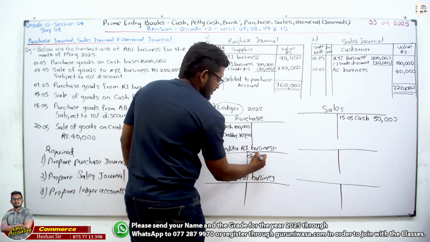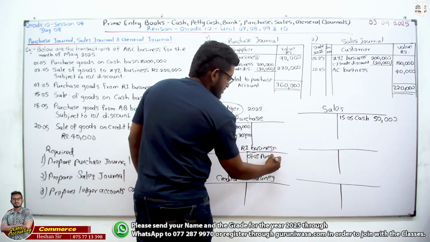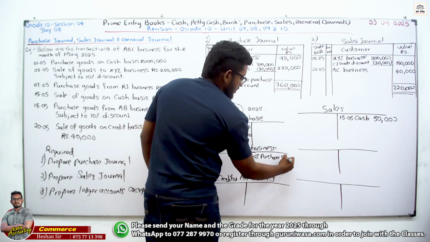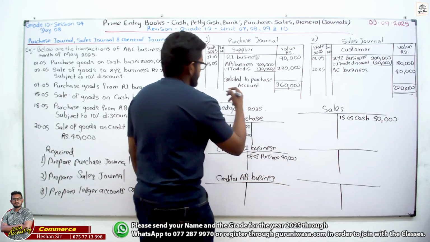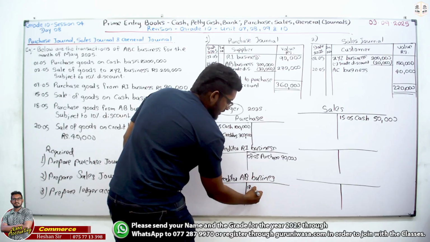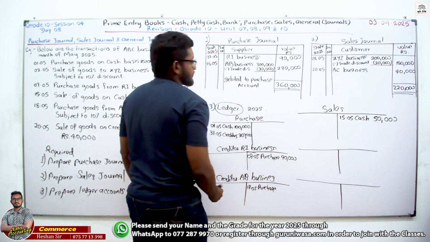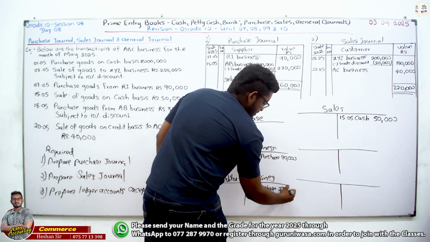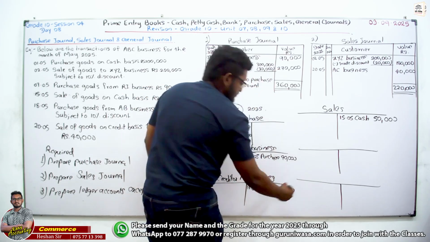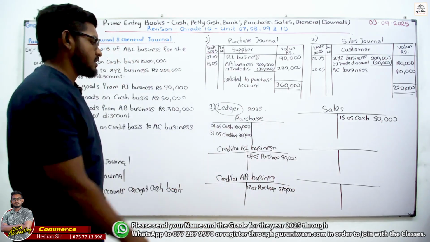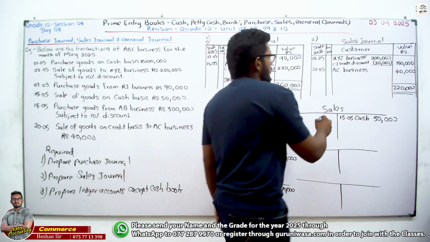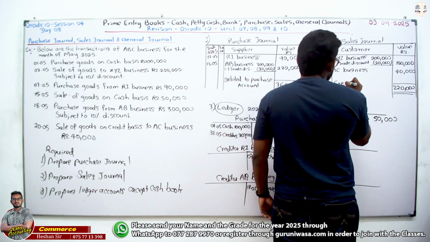7th of May, purchase 90,000. 18th of May, purchase 270,000, right? In here also you need to write credited to sales account.